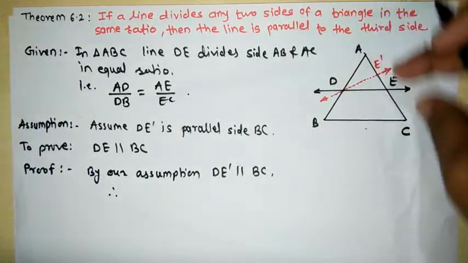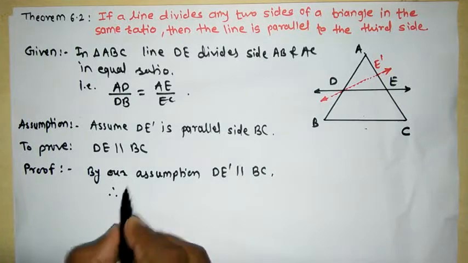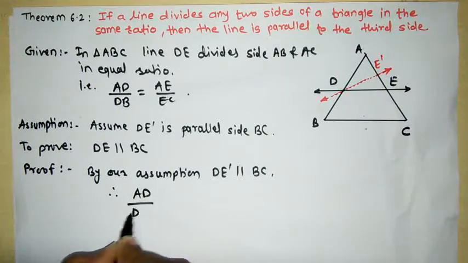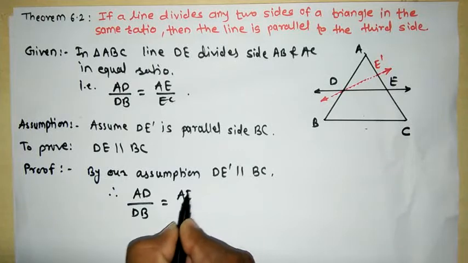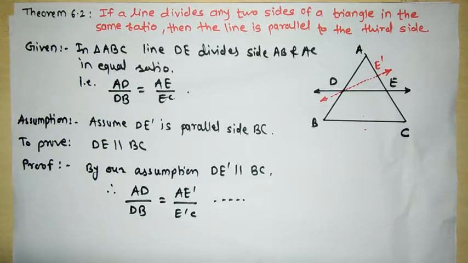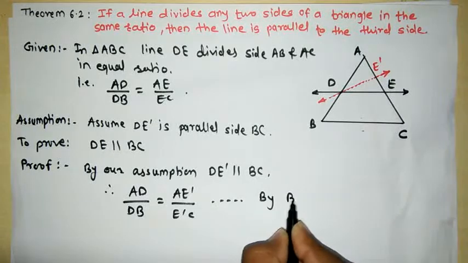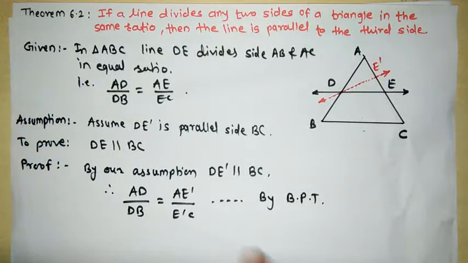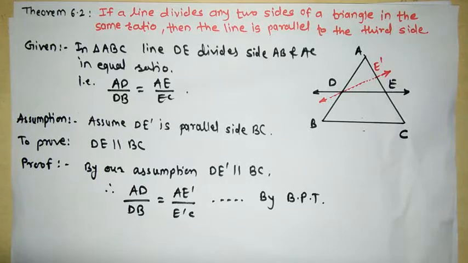is equal to AE dash divided by E dash C? Therefore, AD divided by DB is equal to AE dash divided by E dash C. By which theorem can you say this? By the BPT theorem, the basic proportionality theorem. If one line is parallel to one side of a triangle, then this line will divide the other two sides in the equal ratio. This is the BPT theorem that we learned yesterday.